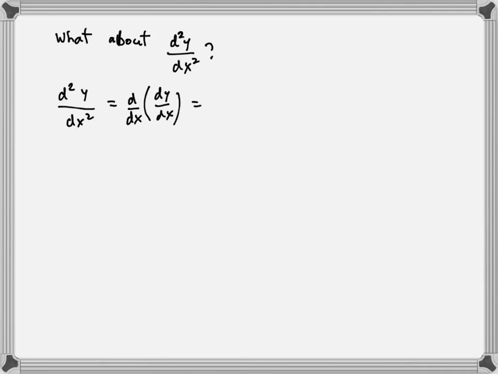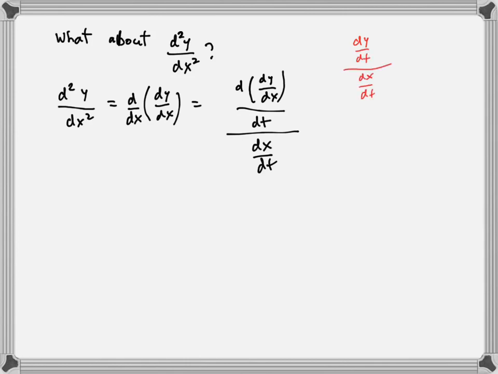So what we need to do then is apply the same formula as before. And so what are we going to get? This is going to be the derivative of the first derivative with respect to t, over dx/dt. Notice that this is just our last formula, except we're replacing the y in the formula with dy/dx since we want the second derivative. Okay, so this is how you find the second derivative.